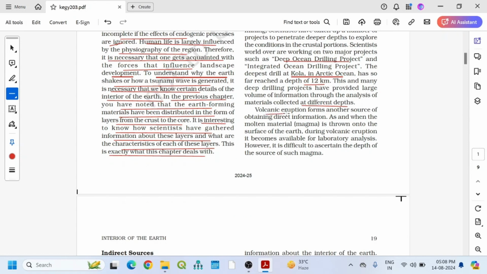Another is volcanic eruption. Another way to learn about the Earth's interior is through volcanic eruptions. When a volcanic eruption occurs, molten material called magma is thrown onto the Earth's surface. This material can be analyzed in laboratories to understand more about the Earth's interior. However, it is difficult to determine exactly how deep the magma comes from.